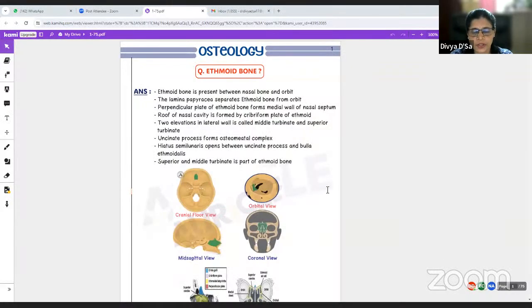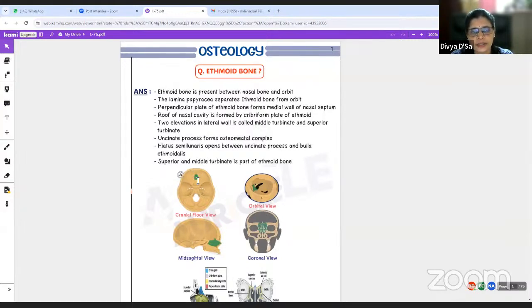So we'll begin with the osteology. Before we understand the other things, let us go through the osteology part of it. First is the ethmoid bone. Now, the ethmoid bone is basically present within the nasal cavity. Here it is between the nasal bone and the orbit. So you can see it in this region. Right, so this is the ethmoid bone.